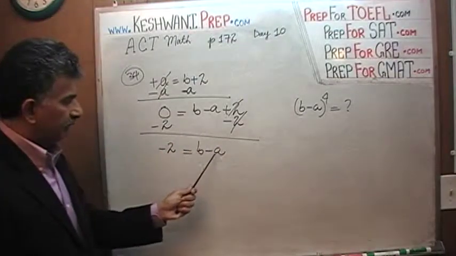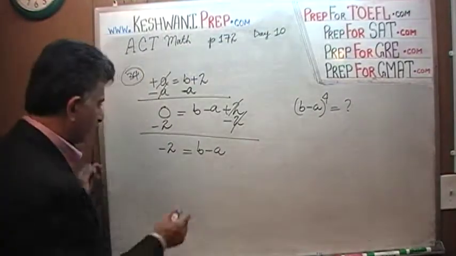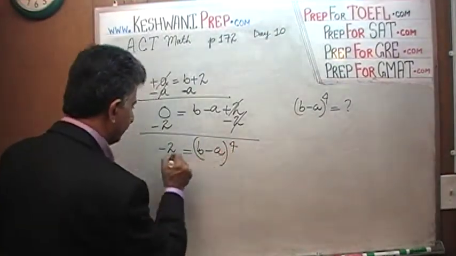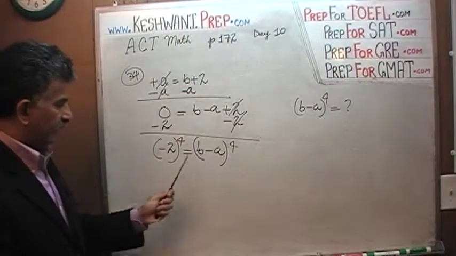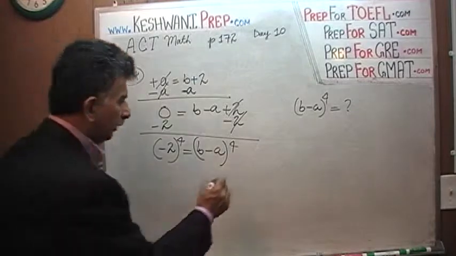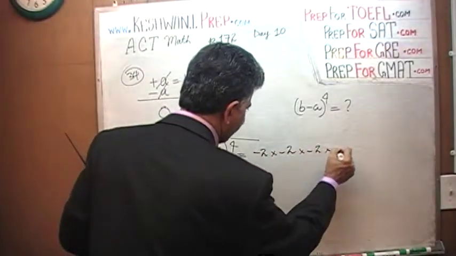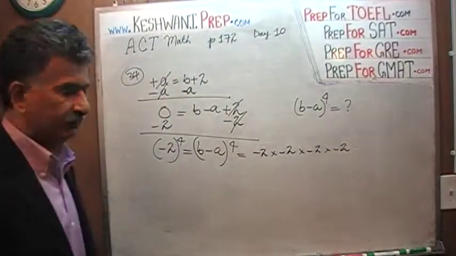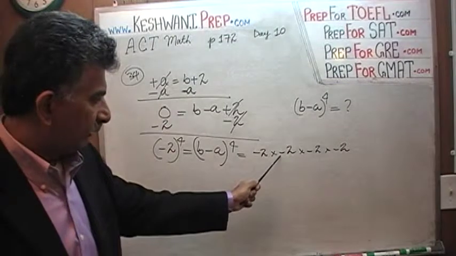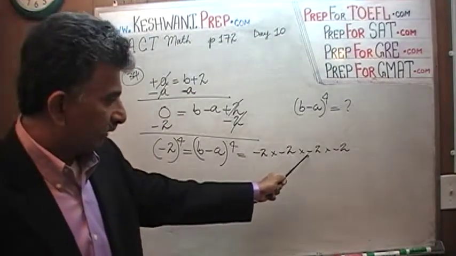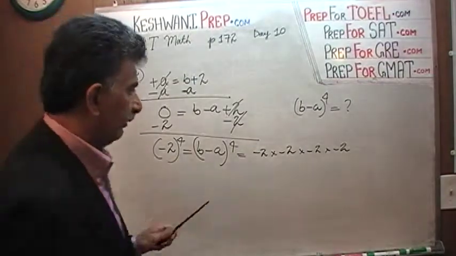We're not interested in B minus A. We are interested in B minus A raised to 4. So let's raise both sides to 4. B minus A raised to 4 is simply negative 2 raised to 4, which is the same as negative 2 times negative 2 times negative 2 times negative 2. There are 4 negatives, and they are going to become positive. Negative times negative is positive, positive times negative is negative again, and then that negative times negative becomes positive. It's positive 16.